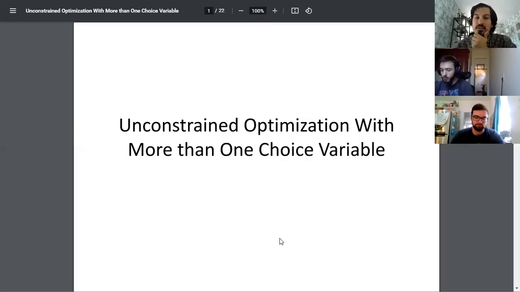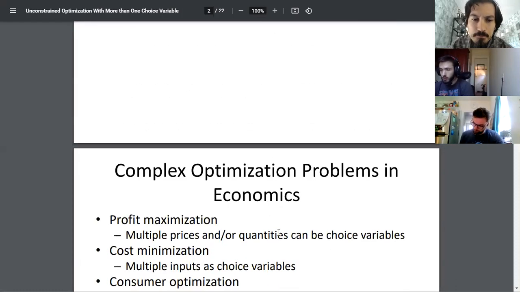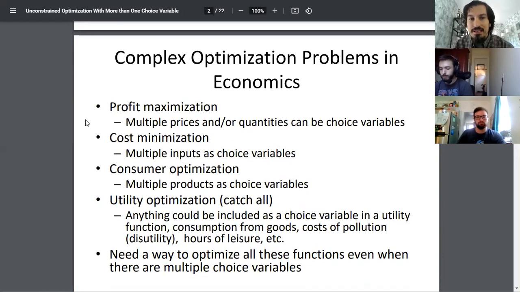All right, so I think I started this lecture last class, so this is a continuation of my lecture on unconstrained optimization with more than one choice variable. As a review, I gave you these four examples of why, in particular in economics, we care about optimizing when there's more than one choice variable, more than one thing being chosen.